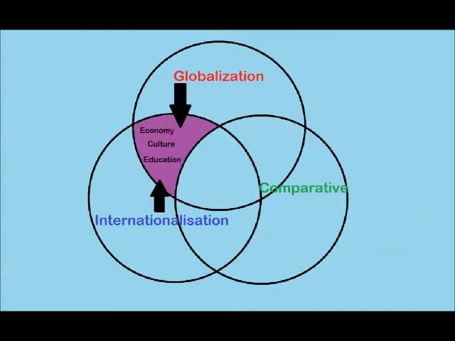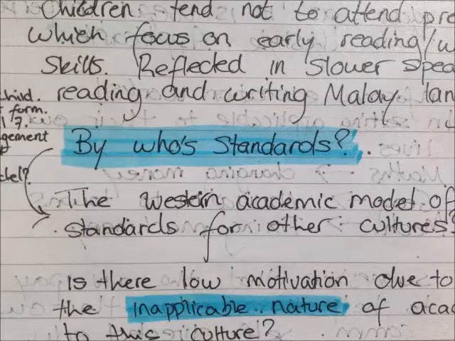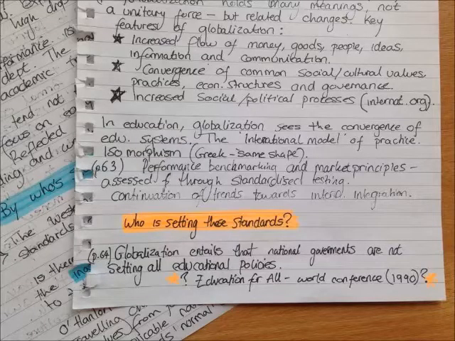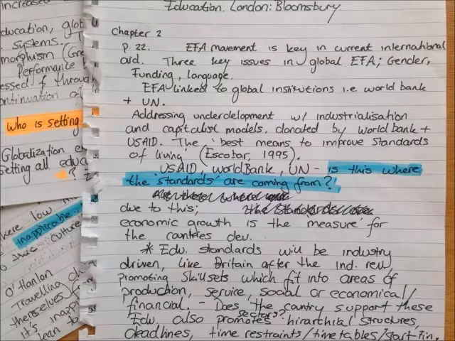It is at this intersection that we see global exchanges between the international economy, international culture, and international education. During our research, we began to raise questions surrounding the influences on education in developing countries. We found ourselves asking questions such as, who sets the standards for global education? And are such standards coming from the industrialization and capitalist models supplied by organizations such as USAID and World Bank?